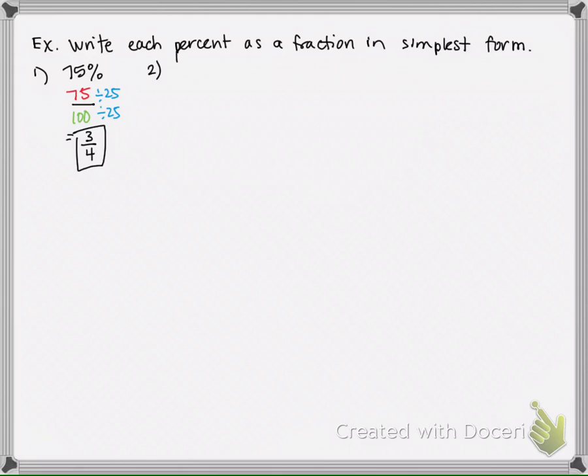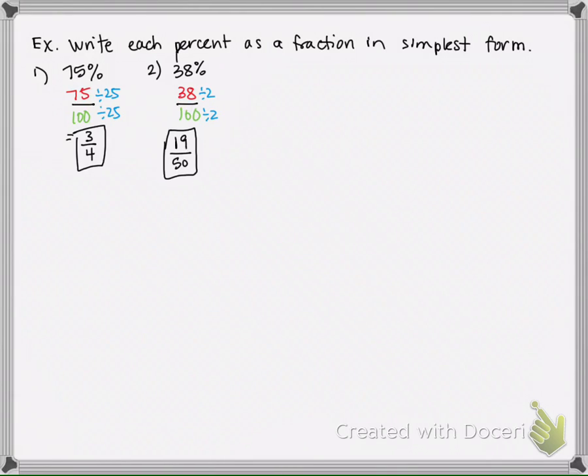All right, let's do another one like that. 38%. Again, 38 is your numerator. The denominator is always 100. That's what percent tells you, to divide by 100. They're both even, so I know I can divide out a 2. I might be able to do more than that, but I'm not sure yet. 2 goes into 38 19 times. 2 goes into 100 50 times. 19's prime, it can't go into 50 evenly. So I'm done.